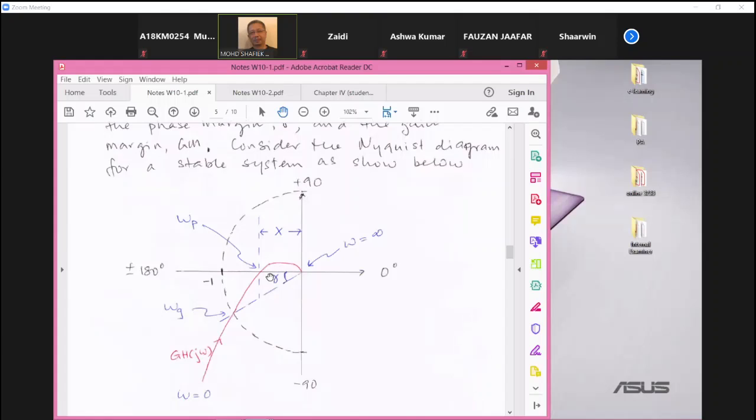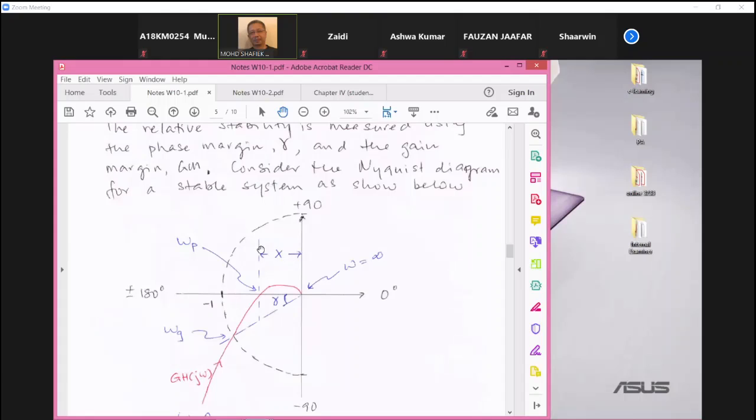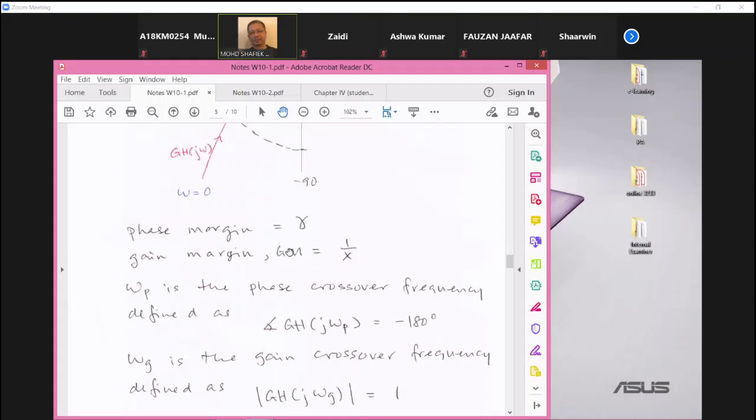So you can imagine now, when x is smaller than 1, you have your stable system. When x is equal to 1, your system is now marginally stable. So 1 over x is called the gain margin. Okay, so the phase margin is gamma, the angle gamma. The gain margin is 1 over x.